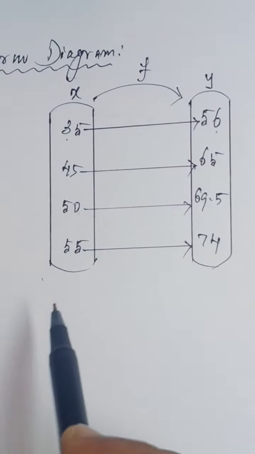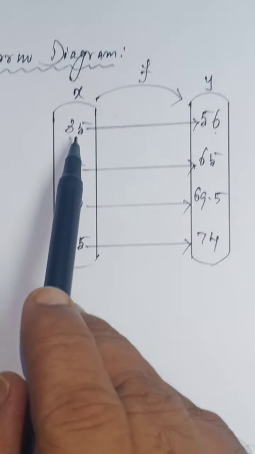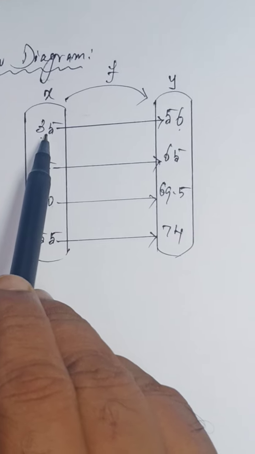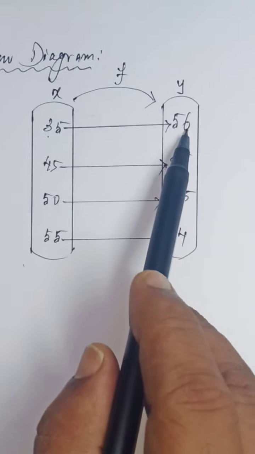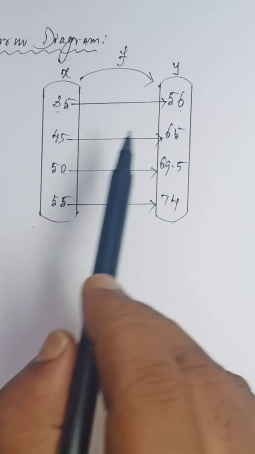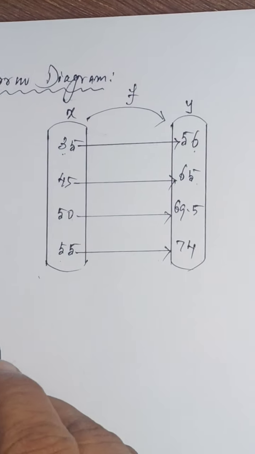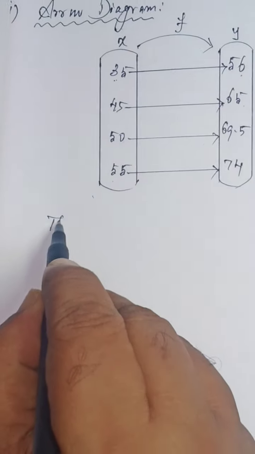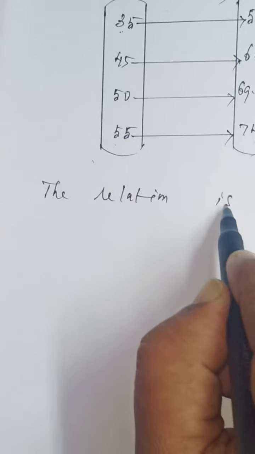Okay, now is it a function or not? How to verify? Each and every element of the domain has a unique image in the codomain. So 35 has one image, 45 has one image, 50 has one image, even 55 has one image. Definitely the relation is a function.